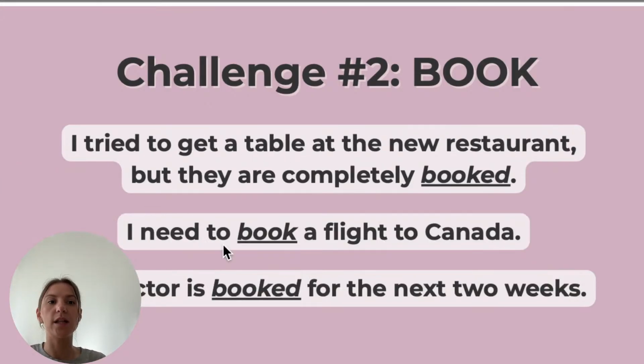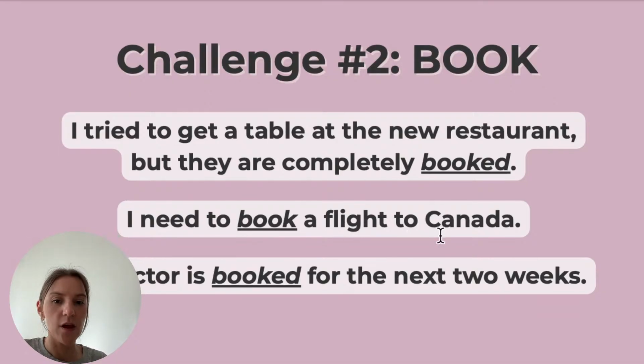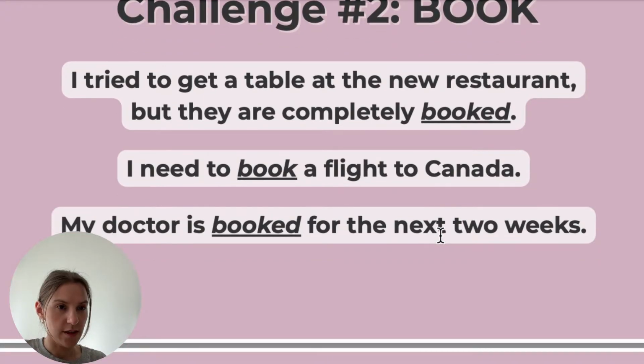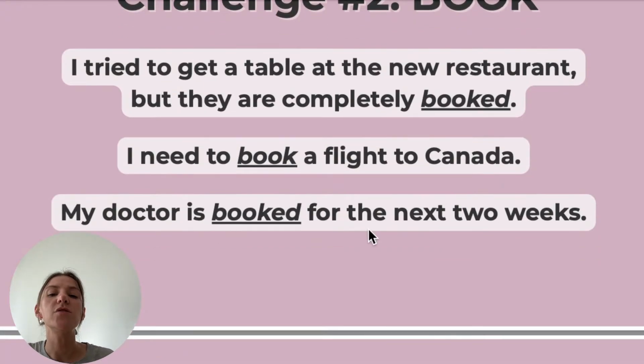Let's look at the second one. I need to book a flight to Canada. My doctor is booked for the next 2 weeks. In the first example, number 2, I need to book a flight to Canada, book means to reserve. But in my doctor is booked for the next 2 weeks, it means no available time or space.